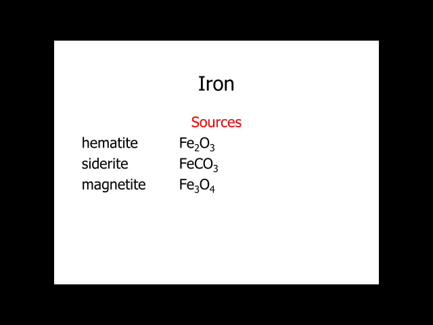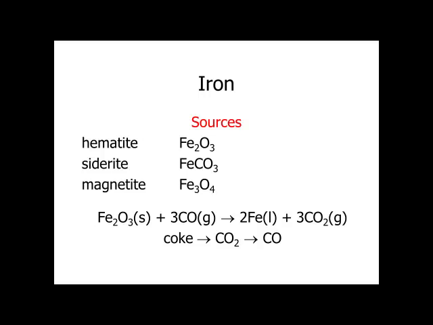Iron. Sources of iron are three minerals: hematite, which is iron(III) oxide, Fe2O3; siderite, iron carbonate; and magnetite, Fe3O4. The Fe2O3 reacts with carbon monoxide to free up the metal and generate CO2. Interestingly, coke is used, which is an organic wood-type material, to generate CO2 and carbon monoxide.